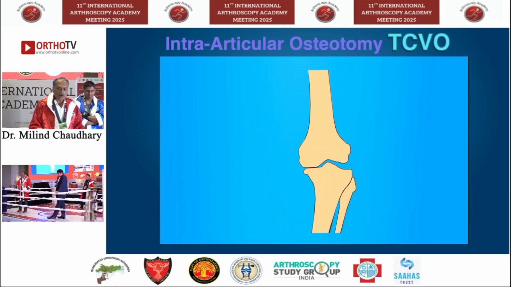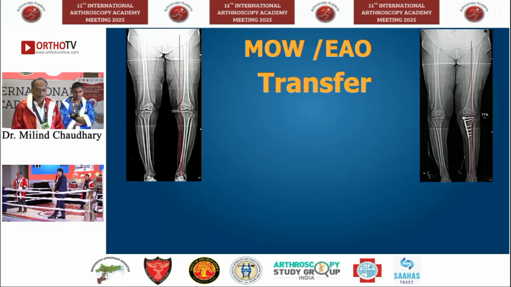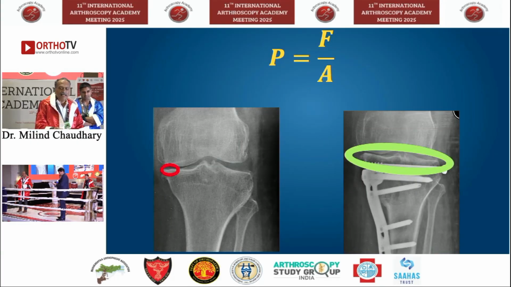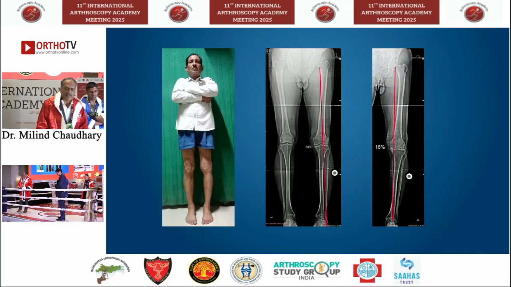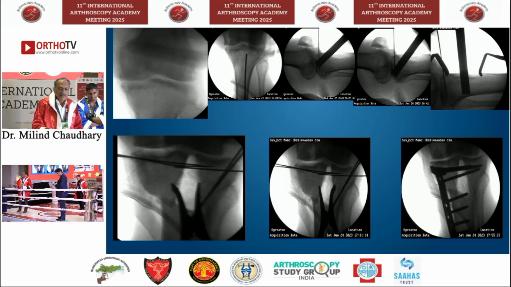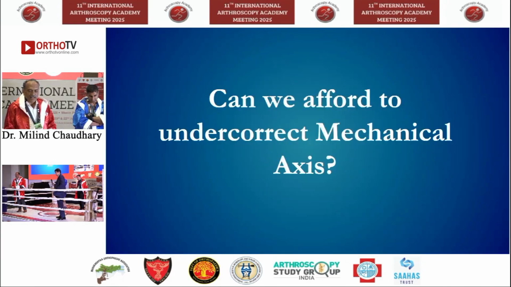So it's a teeter-totter. It's an L-shaped osteotomy which elevates the medial tibial condyle, okay? And it reduces the teeter-totter to a dramatic extent. Medial opening wedge only transfers the weight, but TCVO gives simultaneous congruent contact. It increases the weight-bearing area. It reduces the pressure on the joint because both the femoral and tibial condyles make simultaneous contact. Many such examples. Most are, of course, women, but even in males, you can do this. This is the intra-articular osteotomy, which reduces the joint contact pressures.